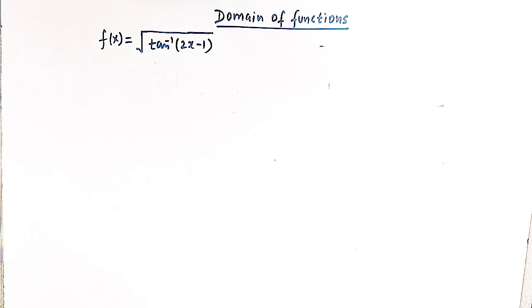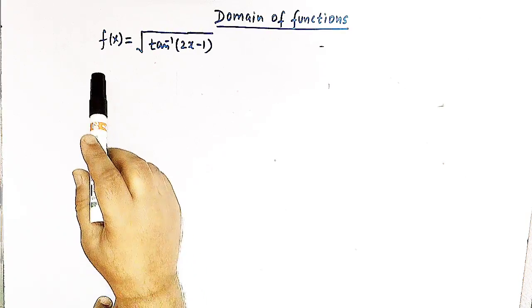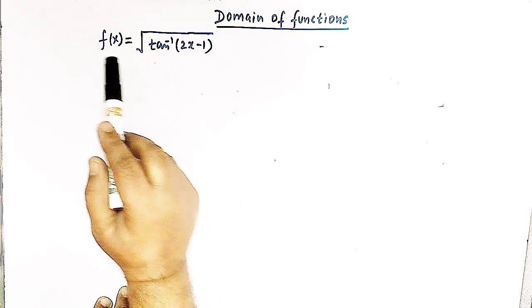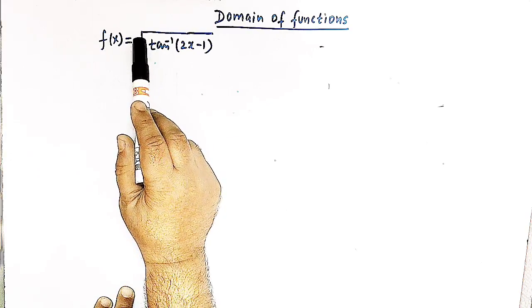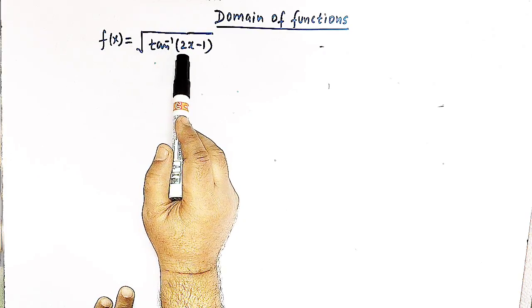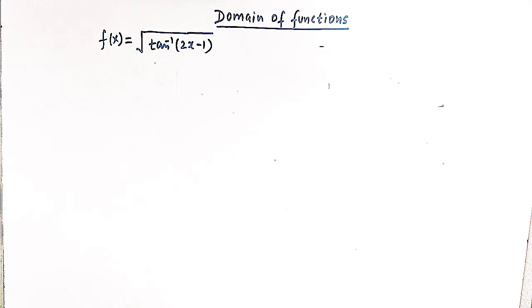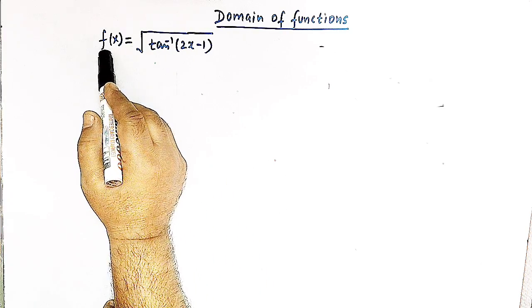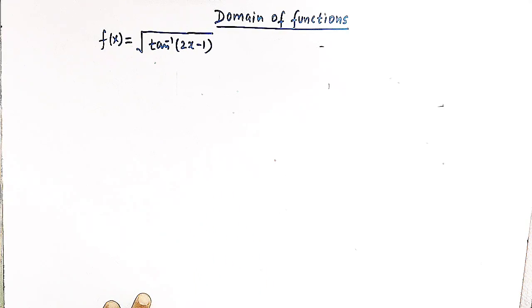Hello viewers, in today's session we are going to discuss an interesting problem from the domain of functions. Here we have to find out the domain of this function f of x, that is square root of tan inverse 2x minus 1. So we have to find all the valid values of x for which this function is defined, right?